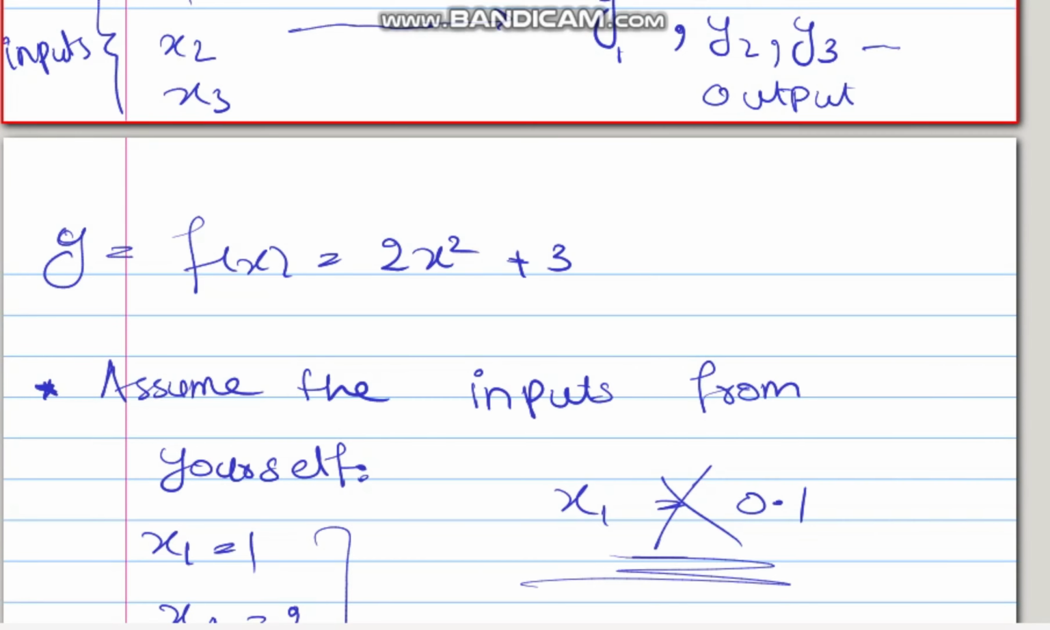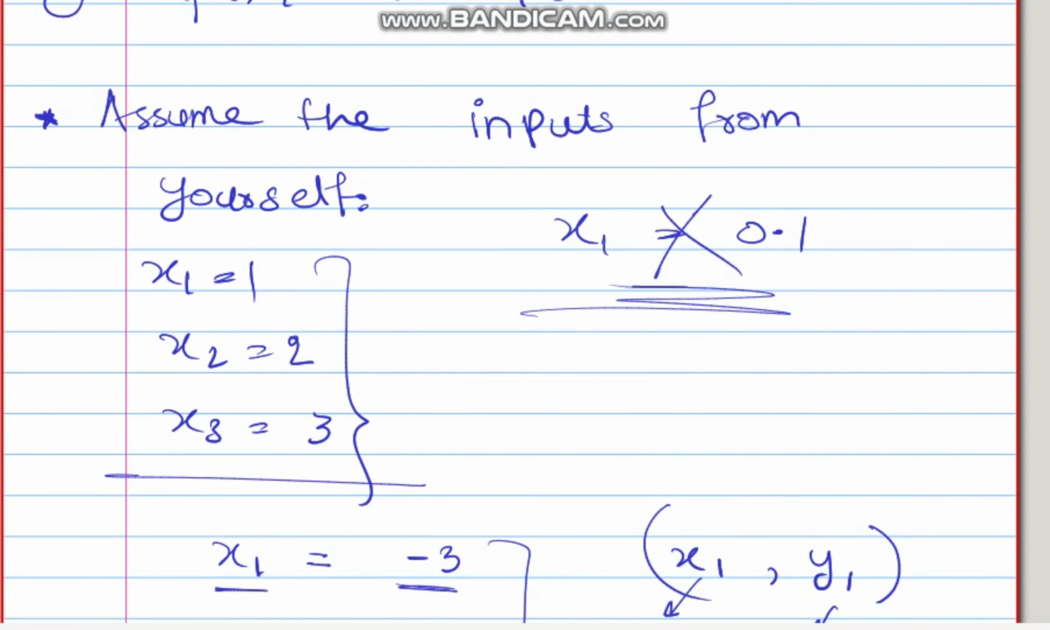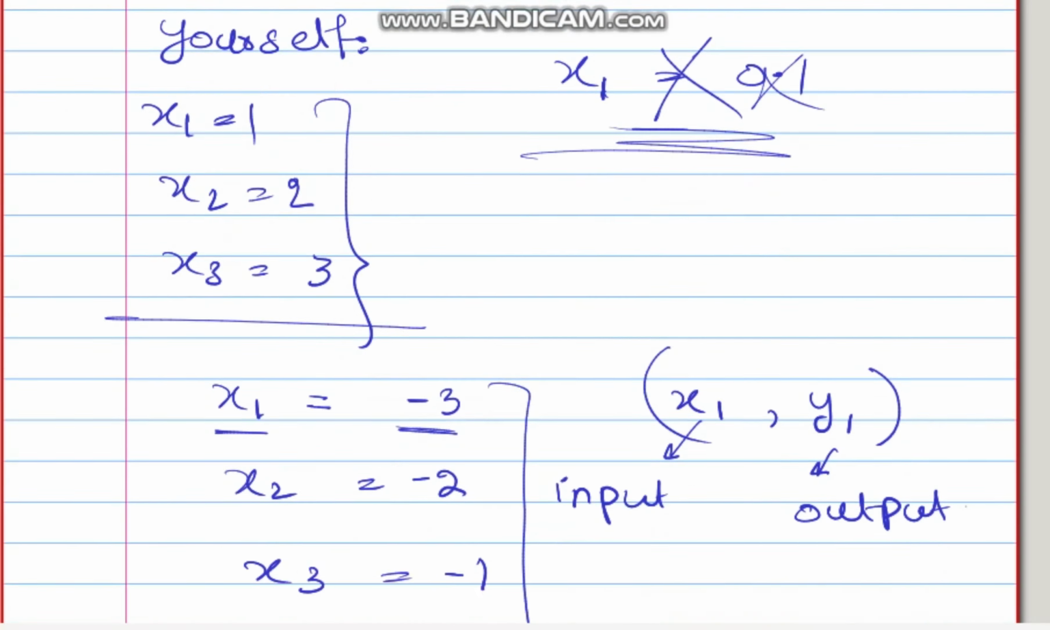We assume these inputs, and I told you, dear students, that please assume the inputs as whole numbers. These are whole numbers: 1, 2, 3, minus 1, minus 2, 3. These are integers, because these are easy for us to deal with and solve, because integers are very good numbers, like whole numbers. Don't consider a number like x1 being 0.1. No, this is not good.